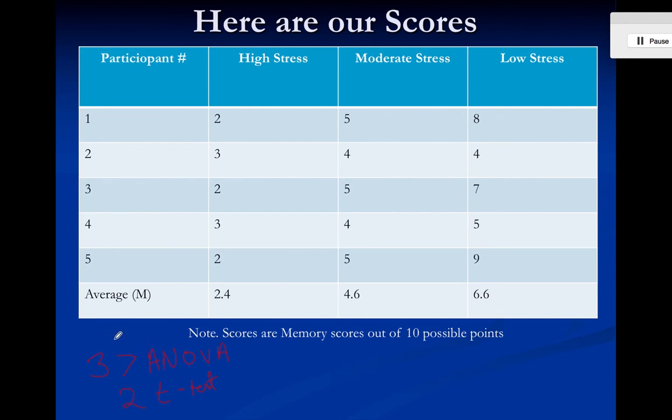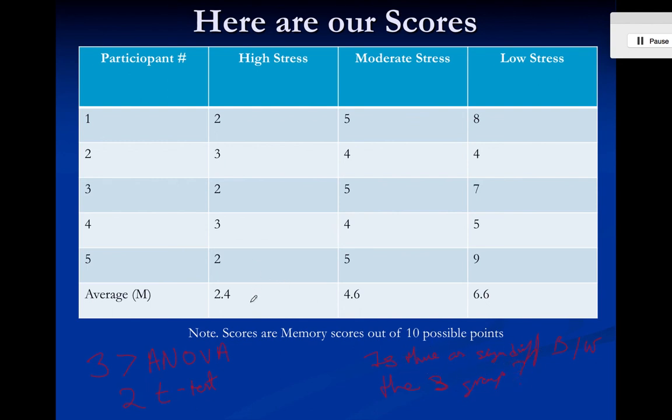So in our particular case, if we had high, moderate, low, and very low, you still would have used an ANOVA technique, because you have three or more groups. So the question that I'm asking here is, is there a significant difference between my three groups in this particular case? That's the question I want to answer.